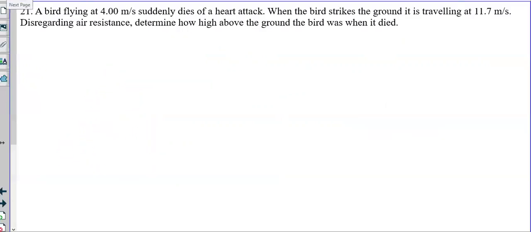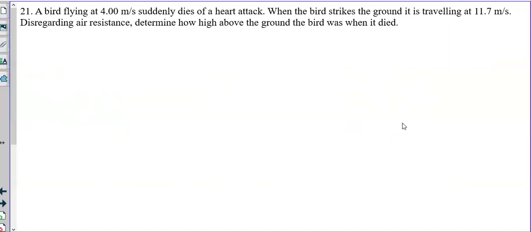I have one final question to walk through with you. It seems like a bit of a morbid question, but it's an interesting one. This is question number 21, I think on page 59, maybe page 60. I can't quite remember what page it's on. Suppose you have a bird flying at 4 meters per second in the air, and it suddenly dies of a heart attack, as happens once in a while. When the bird strikes the ground, it's traveling at 11.7 meters per second.